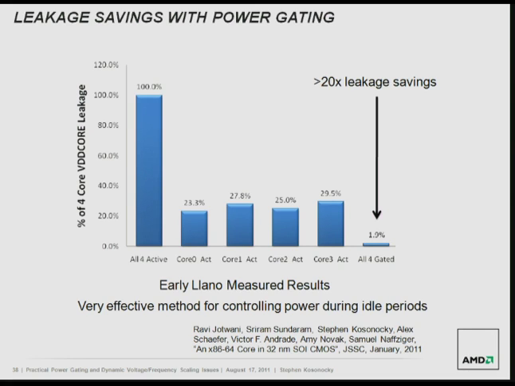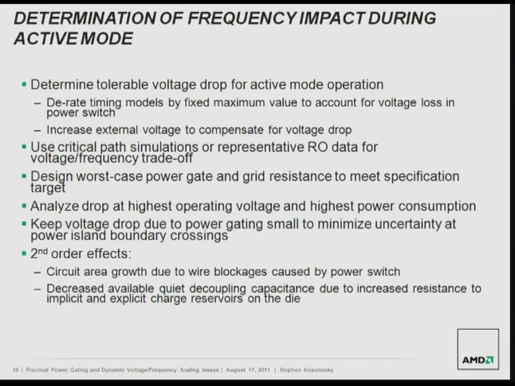We look at Llano, some of the early hardware. What we saw is some measurements, and this was published in JSSC last year, in January. You can see we get over 20x leakage savings by power gating, and that's a very effective way. So we could essentially get no leakage, because once you get down to that low amount, there's very little power there. So effectively, it looks like nothing.